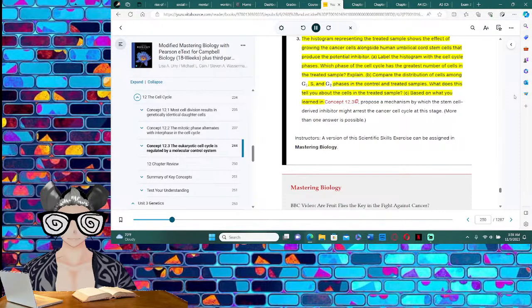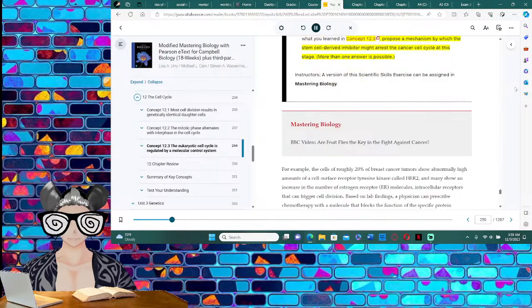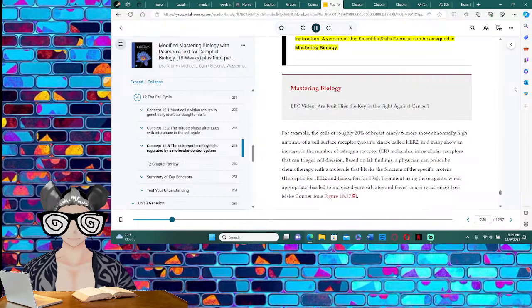C. Based on what you learned in Concept 12.3, propose a mechanism by which the stem cell-derived inhibitor might arrest the cancer cell cycle at this stage. More than one answer is possible. Instructors, a version of the scientific skills exercise can be assigned in Mastering Biology.